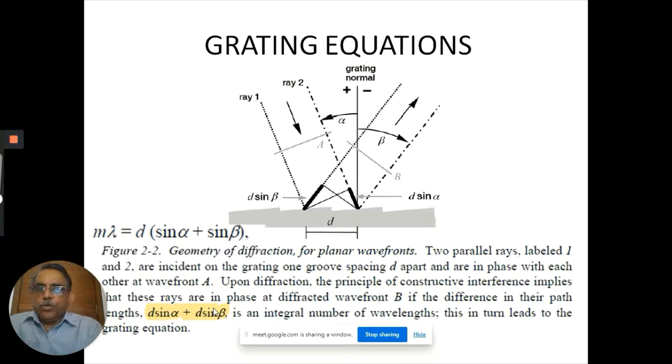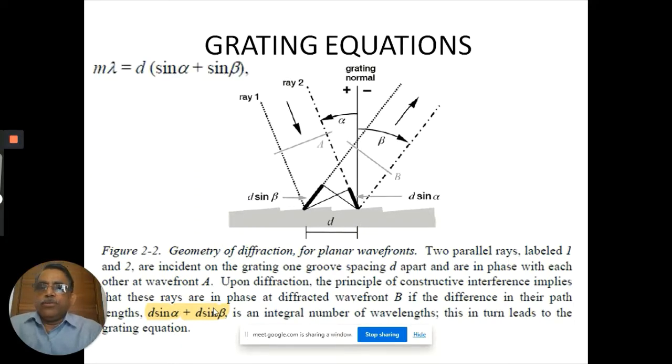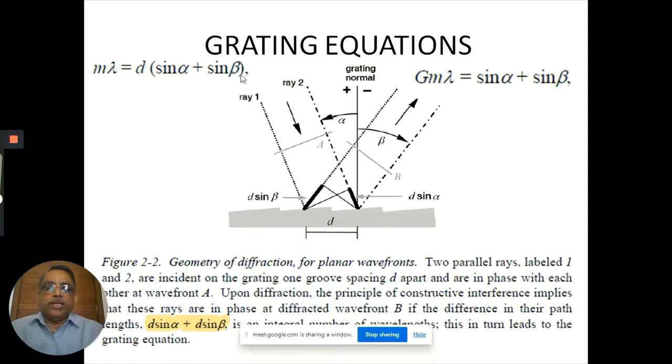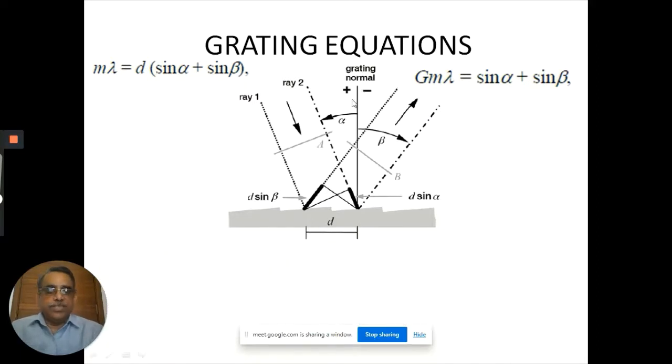Now you can write it as m lambda, where lambda is the wavelength of the light that you are using. d is the interline spacing, and the angles are alpha and beta. Alpha is the angle of incidence, and beta is your diffracted angle. That's the way you combine this to get the grating equation. Now you can refine it further. d can also be taken to the left-hand side, and d can be replaced with G also.